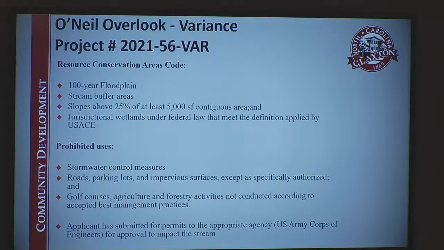Good evening, Board Chair. Joshua Baird, Engineering Director. I want to take a step back and dive into the code a little bit further and talk further about the resource conservation areas. Per the code, these areas that are to be set aside and platted are anything that is in a 100-year floodplain; stream buffer areas, this is specific wording from the code; slopes that are above 25%, that's the grade, that are at least 5,000 square feet and contiguous together; and any jurisdictional wetlands that are considered under federal law and per the United States Army Corps of Engineers to be a jurisdictional wetland.